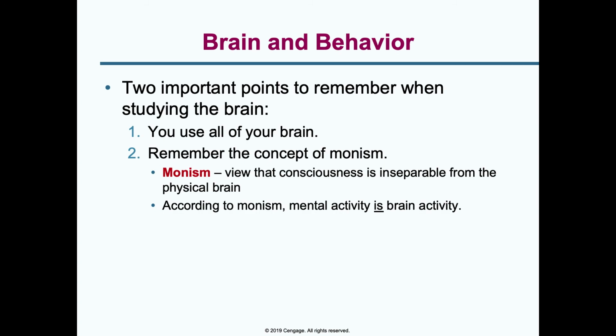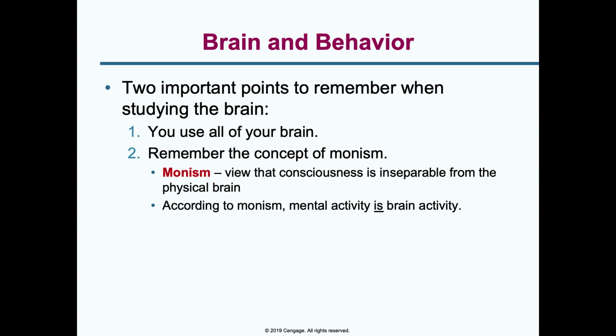So think back, in the first chapter, we talked about monism and dualism. And the concept of monism is what we're referring to here, is that consciousness cannot be separated from the mental activity of the brain. They are connected. It's treated as one thing. What that means is that being conscious means your brain is working. So when someone is conscious, their brain is working.